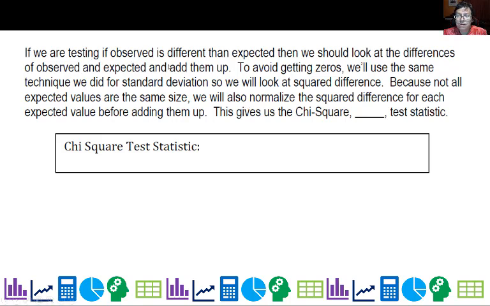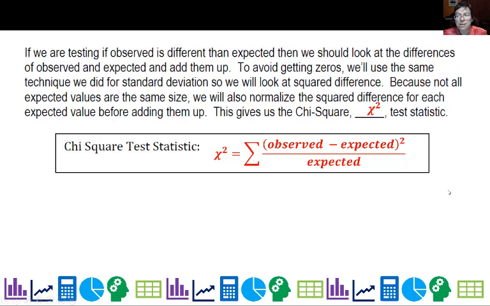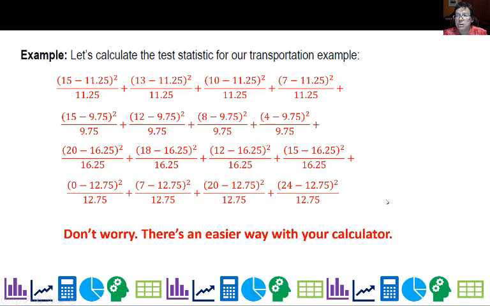So if we're testing if observed is different than expected, then we should look at the differences of observed and expected and add them up, like we did for the goodness of fit. And to avoid getting zeros, we'll use the same technique we did for standard deviation. So we looked at the square difference. And because not all expected values are the same size, we also normalize the square difference for each expected value before adding them up. This gives us a chi-square test statistic. So basically the same statistic as we do for the goodness of fit.